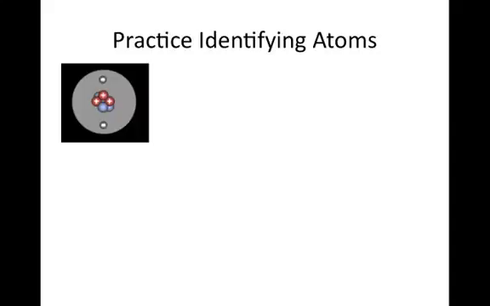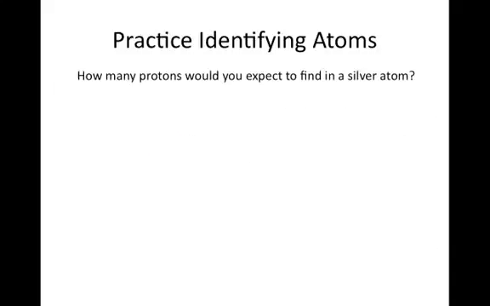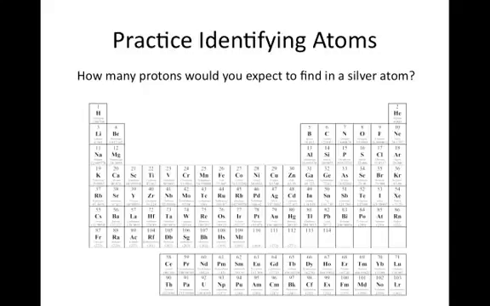Let's practice identifying a few atoms using the periodic table. This atom contains 3 protons. Using the periodic table, we can see that lithium has an atomic number of 3, therefore meaning that it contains 3 protons. How many protons would you expect to find in a silver atom? Using the periodic table, we locate silver and see that it has an atomic number of 47. Therefore, we would expect to find 47 protons in a silver atom.